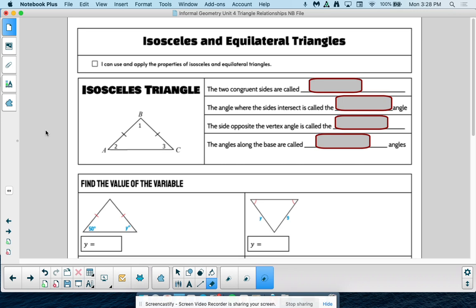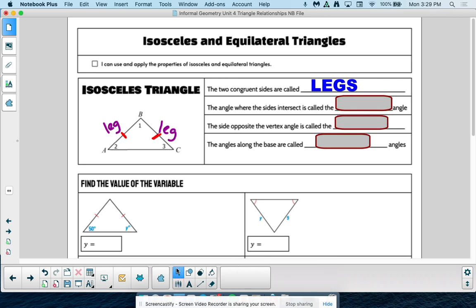So we know that an isosceles triangle has two congruent sides, right? And we actually call those sides the legs. So our two congruent sides are called the legs. So I'm going to write that on my picture. There's a leg and there's a leg. The two with the congruent marking, right? Those are my legs.